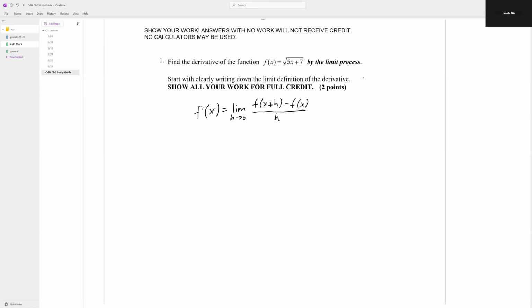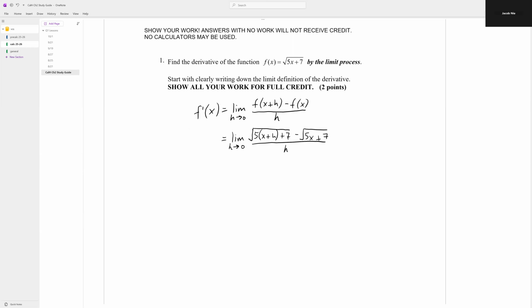So first, let's start by plugging in this value, x plus h, into our function f of x. And so that's going to give us this. Remember that we have to keep writing the limit symbol with the proper notation. And then f of x plus h, we simply replace x with x plus h in the original function. So that gives us 5 times x plus h plus 7, I'm going to square root over that. And f of x is here, 5x plus 7. And then all of this is over h.